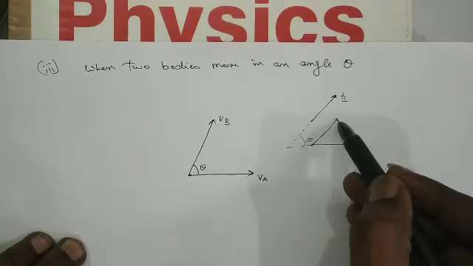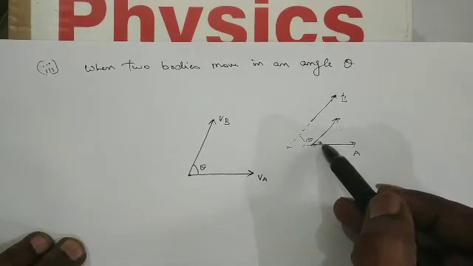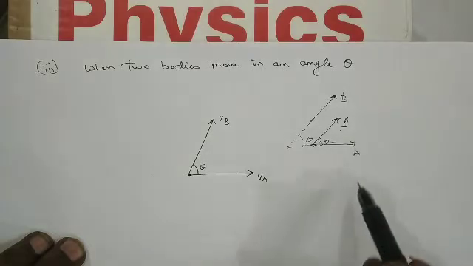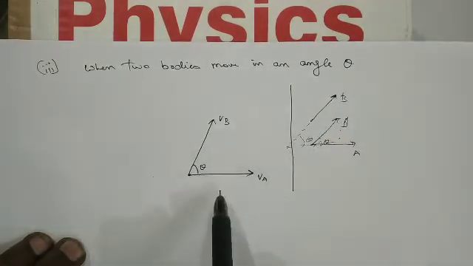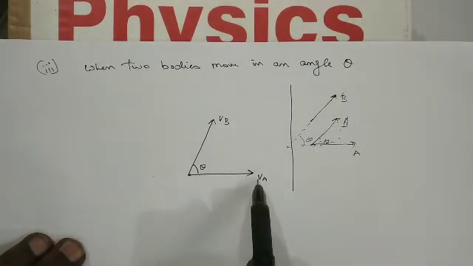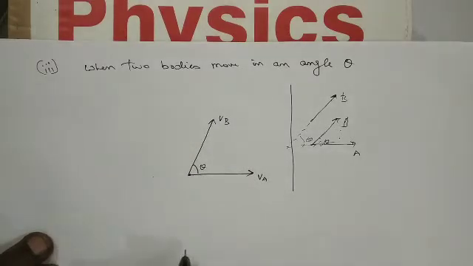We can bring this one parallelly over here with the same magnitude, the same direction, and the angle theta. So that's the way we have brought this particular diagram here. VA is in this direction, VB is in this direction, making an angle theta here. Same rule applies here also.